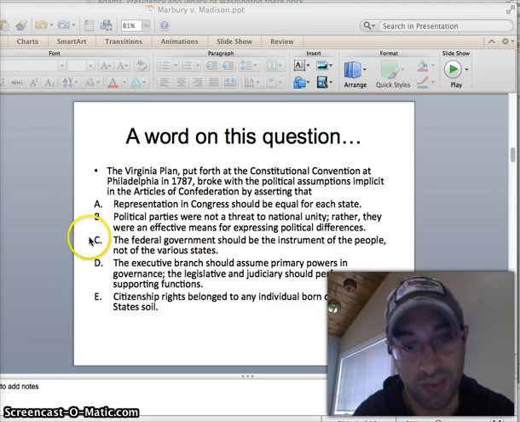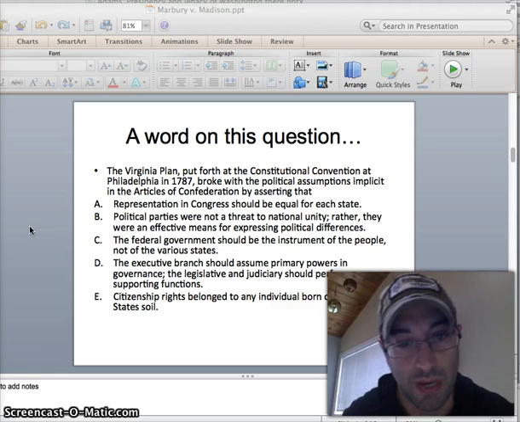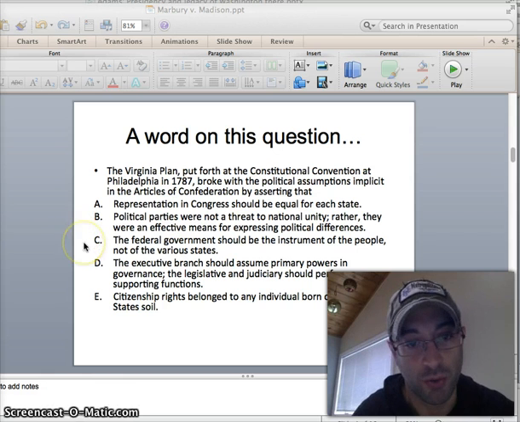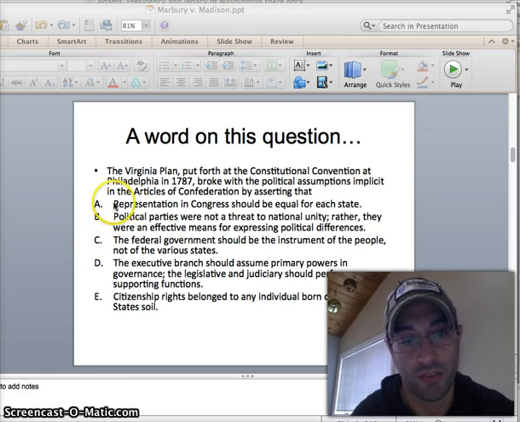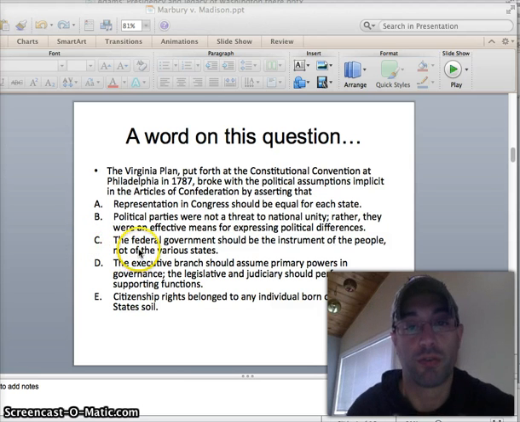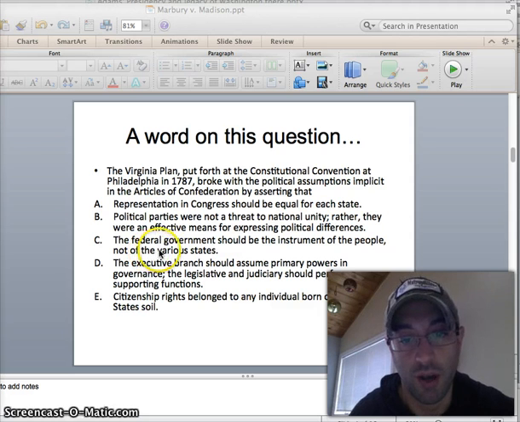The answer here is C. Federal government should be the instrument of the people, not of the various states, would be the only right answer if you really think about it, right? This is exactly as it should be, this question, okay? No changes. But as it was under the Articles of Confederation, it was an instrument of the states. That was the issue, right?